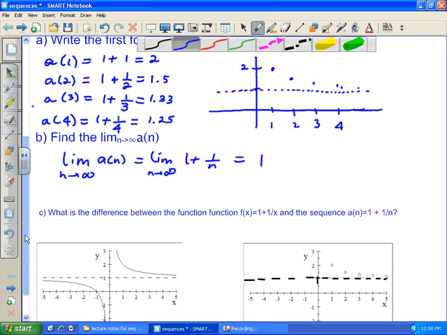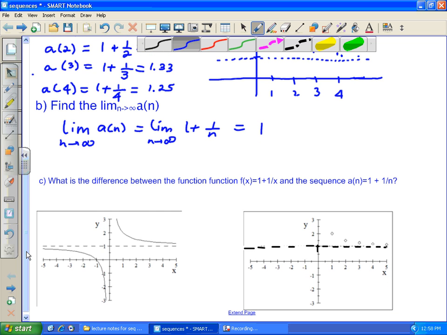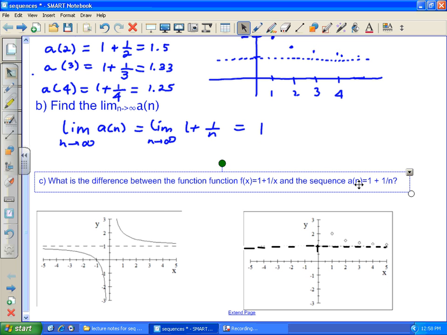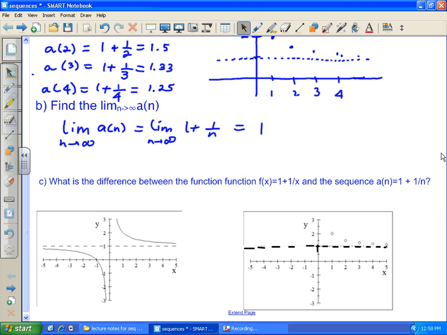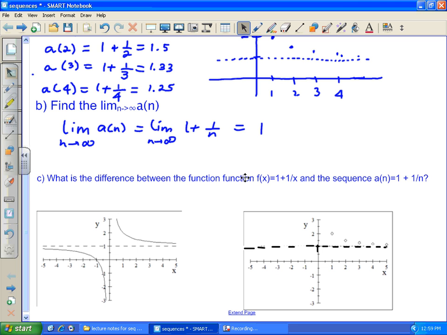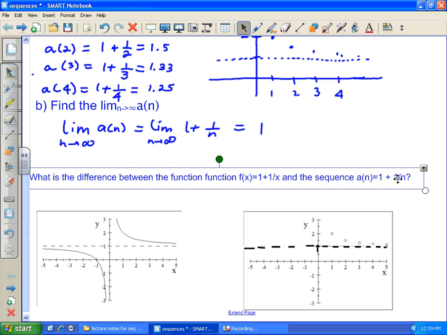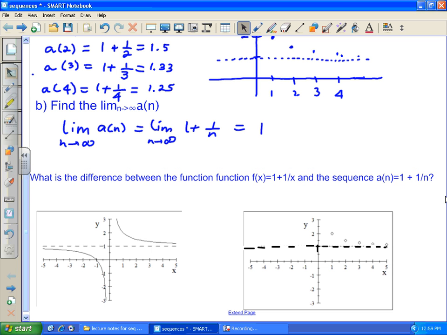Okay, now I have a question for you. The question is the difference between a function, which is 1 plus 1 over x, and a sequence, which is 1 plus 1 over n. So if the function is 1 plus 1 over x, the corresponding sequence is 1 plus 1 over n. What is the difference? Because we work with functions in all the math classes, right?